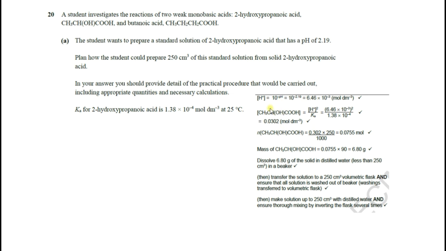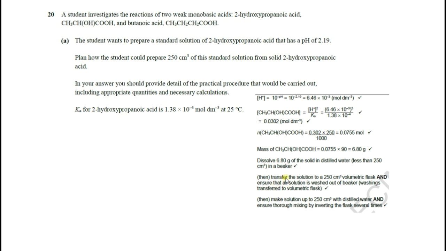I suggest you take a moment to go through this and look through the mark scheme carefully. So 6.8 grams, that's where we stopped. That has to be dissolved in distilled water, less than 250. Then transfer the solution to a 250 volumetric flask and ensure all the solution is washed out from the beaker. Imagine you're dissolving this in a beaker, and you transfer everything to 250, with everything washed from the beaker. That's a way to prepare standard solutions.